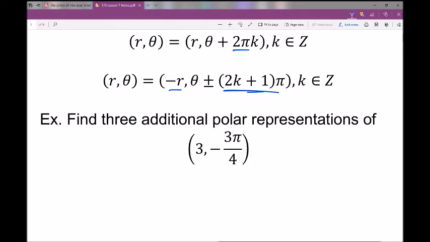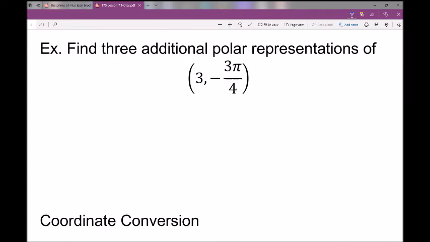So we're going to practice a little bit by finding 3 additional polar representations of the point 3 comma negative 3 pi over 4. Let's think about where negative 3 pi over 4 is on the unit circle. If those are my axes, negative 3 pi over 4 is going to be over here. That's negative pi over 4, negative 2 pi over 4, negative 3 pi over 4. So that's where my angle is, and we've gone out a radius of 3. What's another way to name this point?